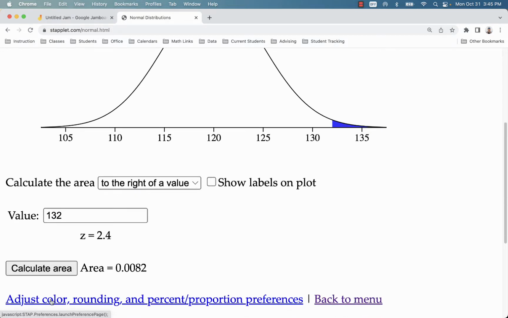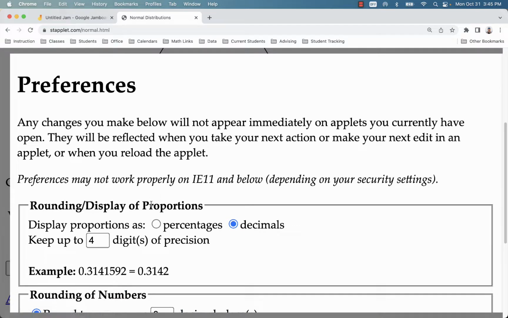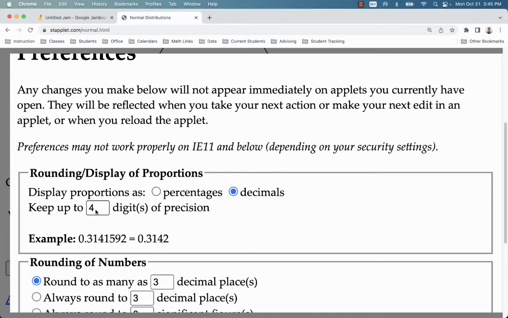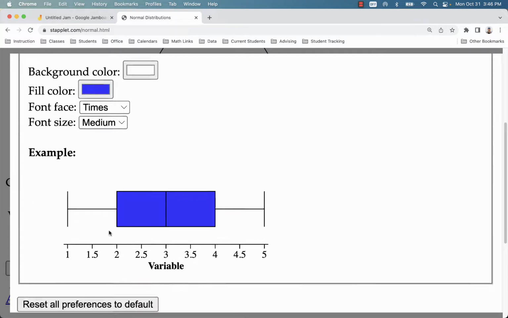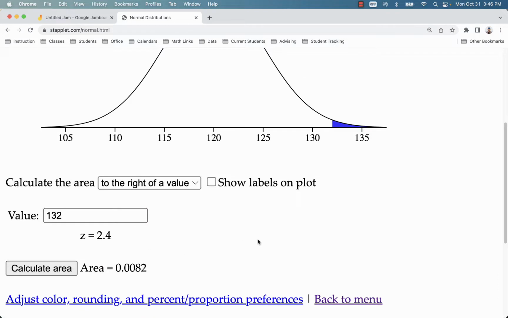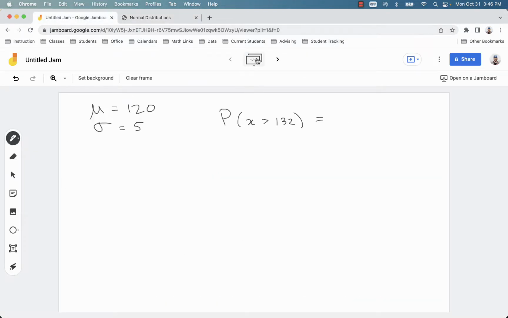If you need to adjust your rounding, you can change it between percents and decimals and the number of digits of precision there. So this is 0.0082, or 0.82%. This is approximate, it's not exact, but that is the best way we would use that notation.